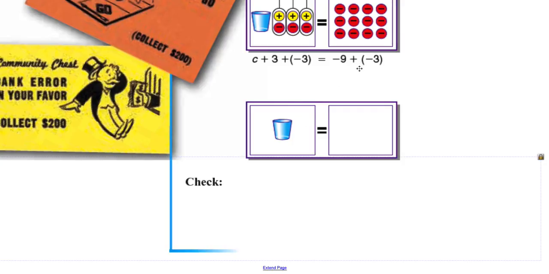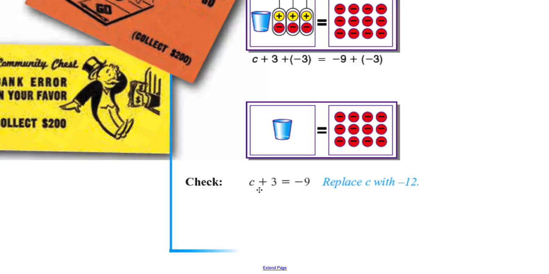And this now becomes negative 12. So C plus 3 equals negative 9, is equal to negative 12. So basically this is C is equal to negative 12. Okay?